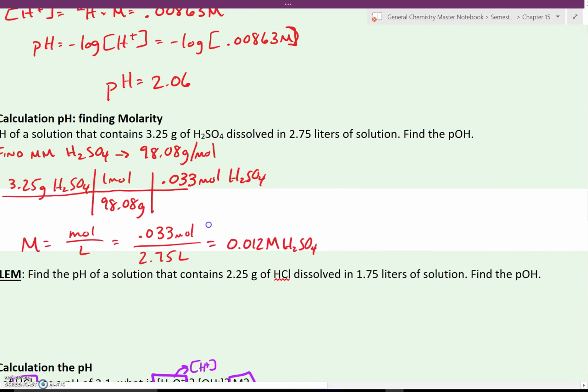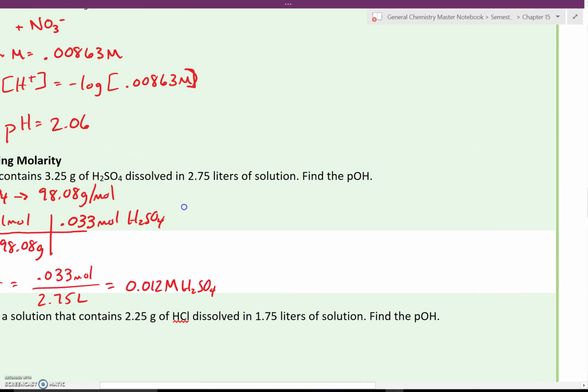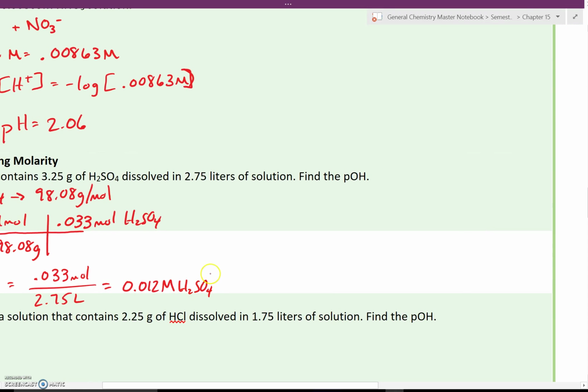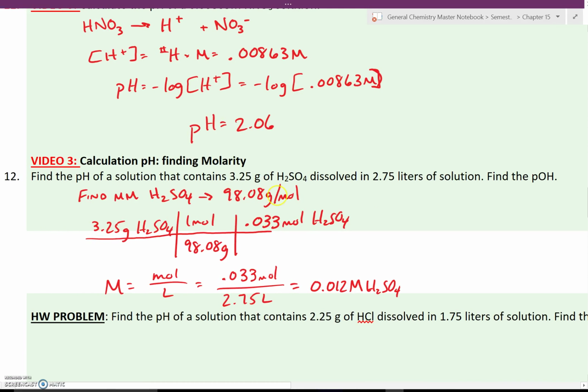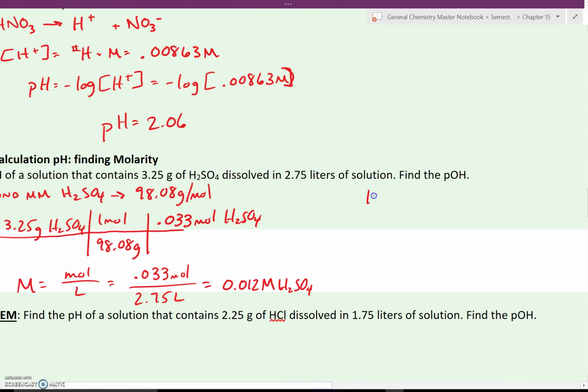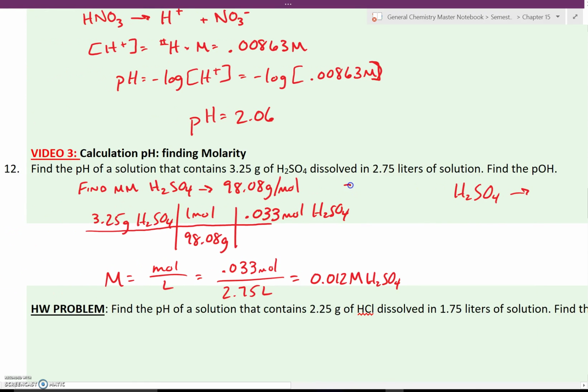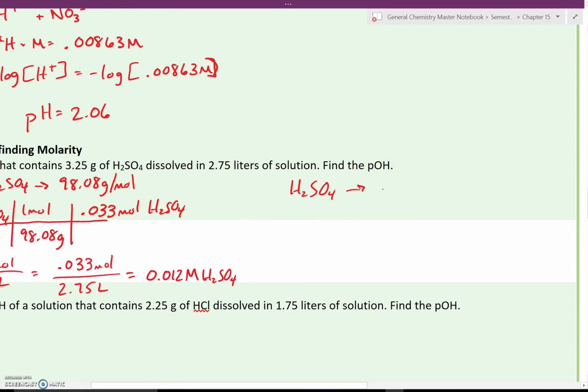Now, using that molarity, we have to go on and figure out our hydrogen ion concentration. So we have to go back to writing out our dissociation equation. And so we have H2SO4. When it dissolves, it goes on to form 2 hydrogen ions plus 1 sulfate ion.